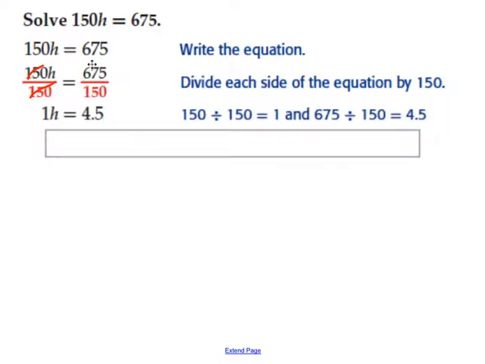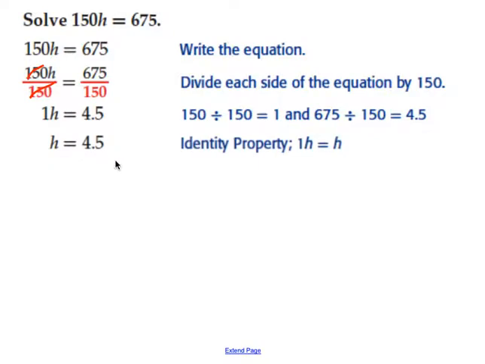So we want to write that as h equals. Now on the right-hand side, you can go ahead and use a calculator to divide that out. 675. Remember, the fraction bar means divide, so you'll punch in your calculator 675 first. It's always the number on top first. Divided by 150, and that gives you 4.5. So that says h equals 4.5.